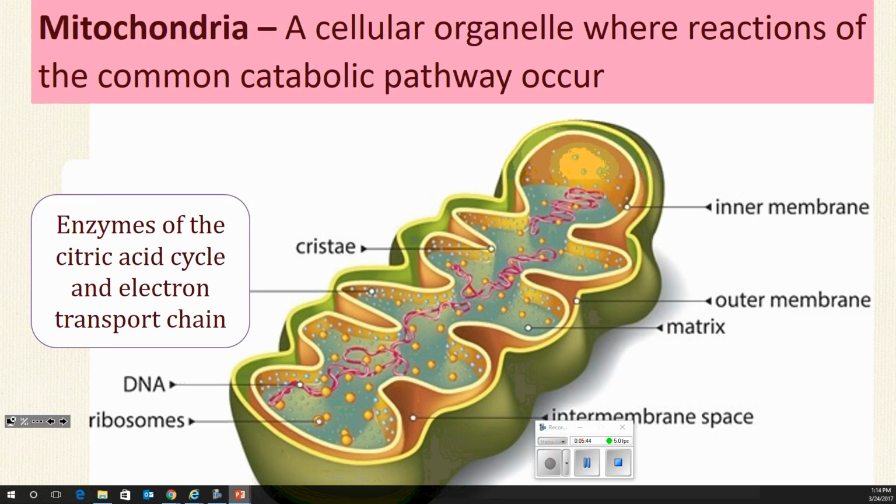A cellular organelle where the reactions of the common catabolic pathway occur. And you do need to know these pieces of what is going on here. I'm going to move this off to the side again. Okay, so enzymes of the citric acid cycle and electron transport chain are in this center part here. You've got the matrix, the outer membrane, the cristae, the inner membrane, the DNA, the ribosomes, and the intermembrane space. You've got to have some space.